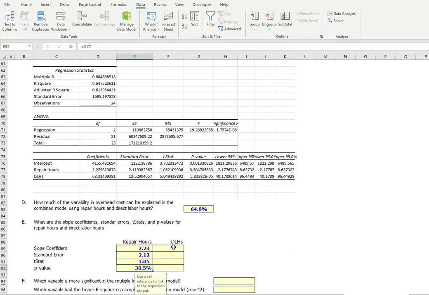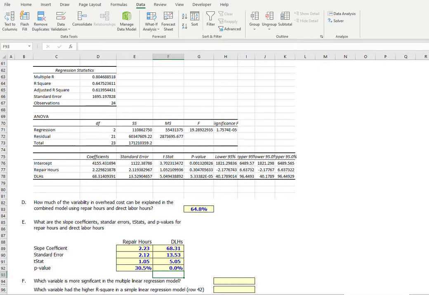Let's pick up the information for direct labor hours. Our slope coefficient, 68.31. Standard error, 13. And again, we can calculate our t-stat by taking the slope coefficient, estimated b, divided by the standard error, and we get 5.05. Or we can pick it up directly from our regression output. And then finally, the related p-value, which you notice is essentially what? 0.